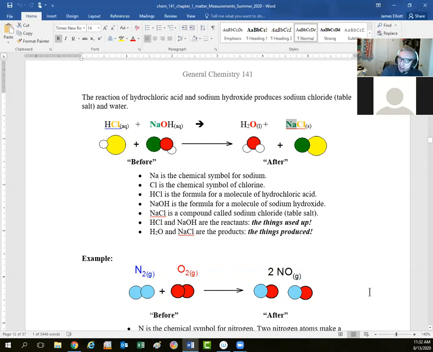So we don't mysteriously lose anything or suddenly produce something that we can't account for from amongst the initial reacting materials. So the chemicals we start with are called the reactants. The chemicals we finish with are what we call the products of the chemical reaction.